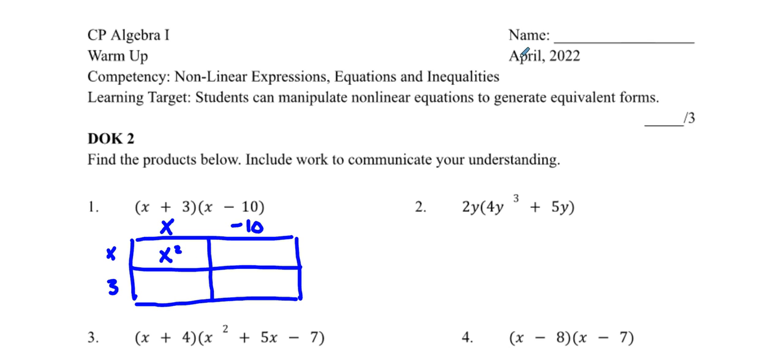X times x is x squared. Negative 10 times x is negative 10x. 3 times x is 3x. And 3 times negative 10 is negative 30. The only like terms we have to combine are the x terms here. So that would result in x squared, negative 10 and positive 3 is negative 7x, minus 30.